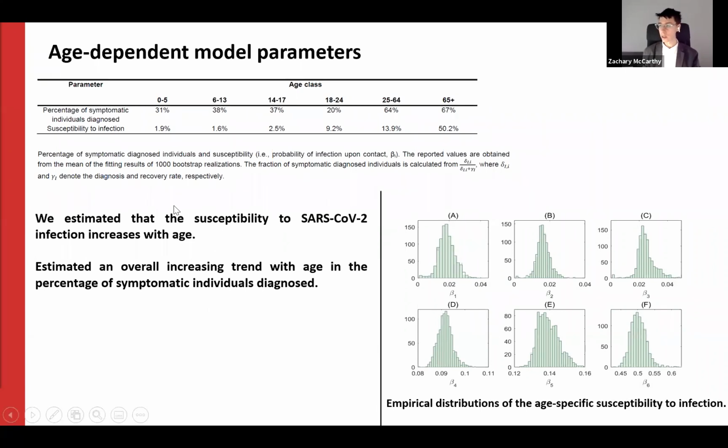So on the bottom right here, I would also like to note that these are the empirical distributions of the estimated susceptibility to infection according to age. And so the shape here indicates that the estimates for the susceptibility are robust to noise in the case data.